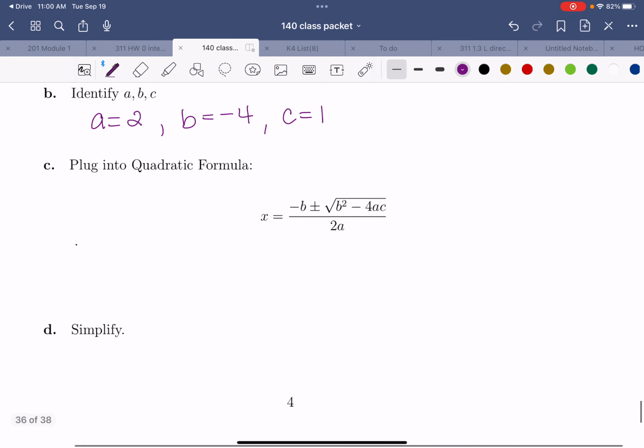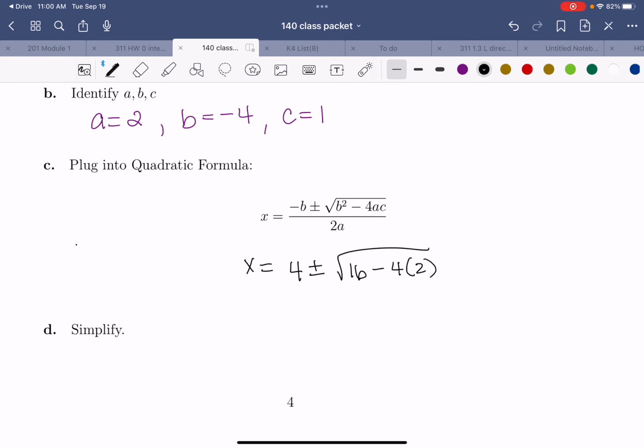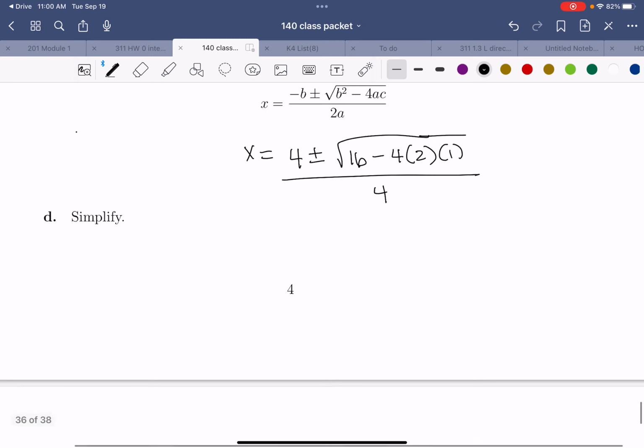And I'm going to go ahead and plug that into that formula. So be careful a little bit here: negative b is the opposite of b. Right now I have negative 4, so the opposite of b would be positive 4. Plus or minus, negative 4 squared is 16, which goes under the square root, minus 4 times 2 times 1, all over 2 times a, and 2 times 2 would be 4. And then we're going to simplify as best we can.